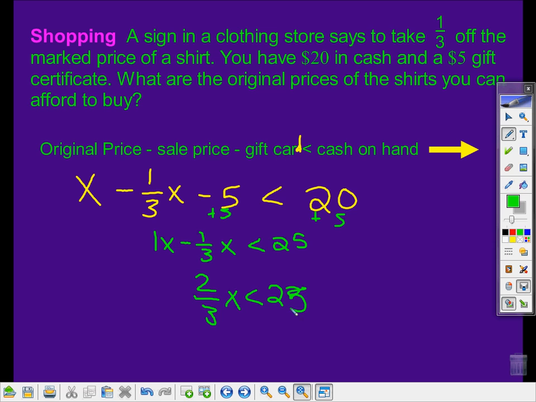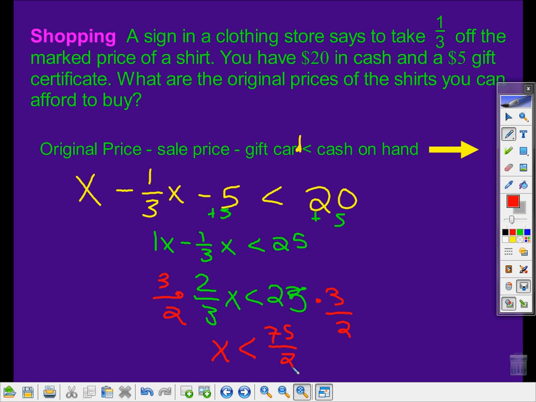Okay? How am I going to solve this now? What am I going to use to get the correct answer? Michael? The multiplicative inverse or reciprocal, right? Yeah. So I'm going to multiply this side by 3/2 and multiply this side by 3/2. So X must be less than, well, 25 times 3 is 75/2.